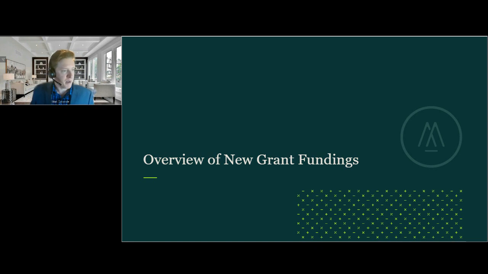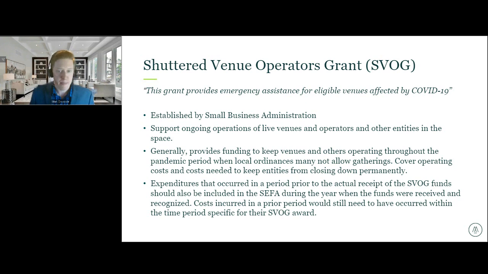Now we're going to talk a little bit about some of the new grant funding opportunities that are out there that your auditors will likely see a lot of this year. So the SVOG grant was provided to governments, nonprofits, and for-profits. Essentially, it was provided to different venue operators, live entertainment, bands, things like that, as well as performers, performing artists, and others that work in that industry, to make sure that it stayed open during the pandemic period. Because as you remember, there was a long period of time where comedy shows and venues were shut down indefinitely, until things eased up a bit.